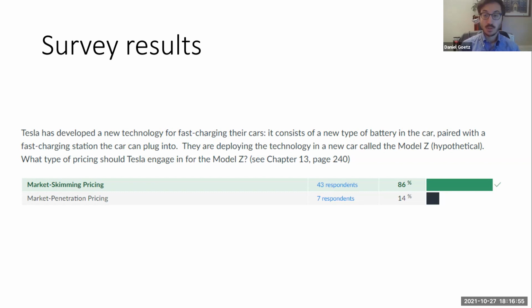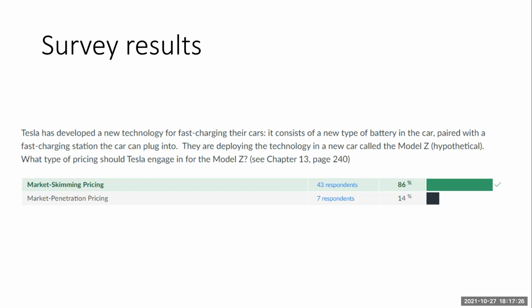And we just had two options this week. Market skimming was overwhelmingly popular, but we also had some market penetration. So let's start with the market skimming crowd. Let's see. Is Kartika here? Hi, Professor. Hi. So would you mind sharing why you chose market skimming for this Tesla car?